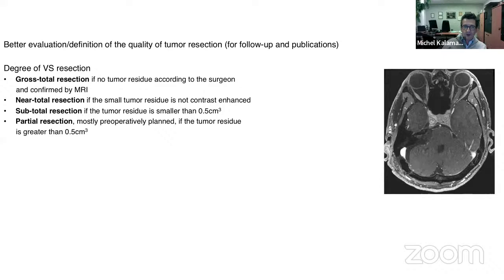And then there is a subtotal resection when you leave a small tumor and you can see on MRI a small piece of tumor less than 0.5 cubic centimeter. And more than this volume, it's a partial resection. Mostly it's decided before surgery.